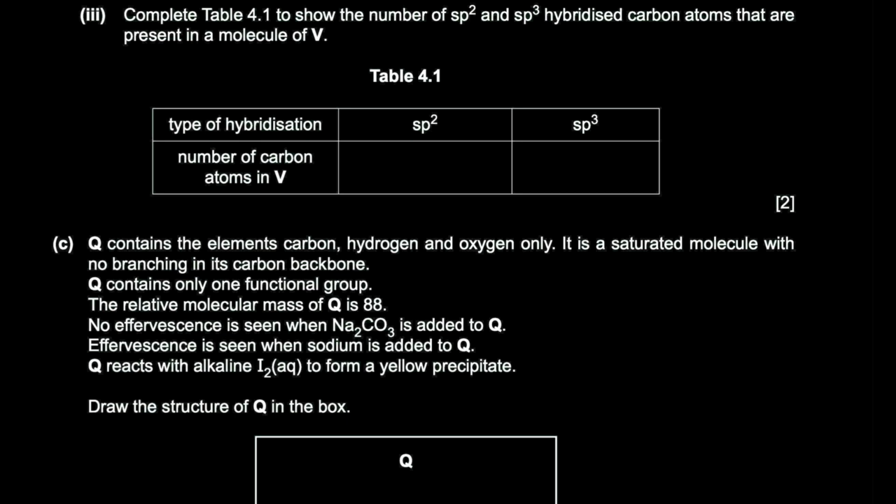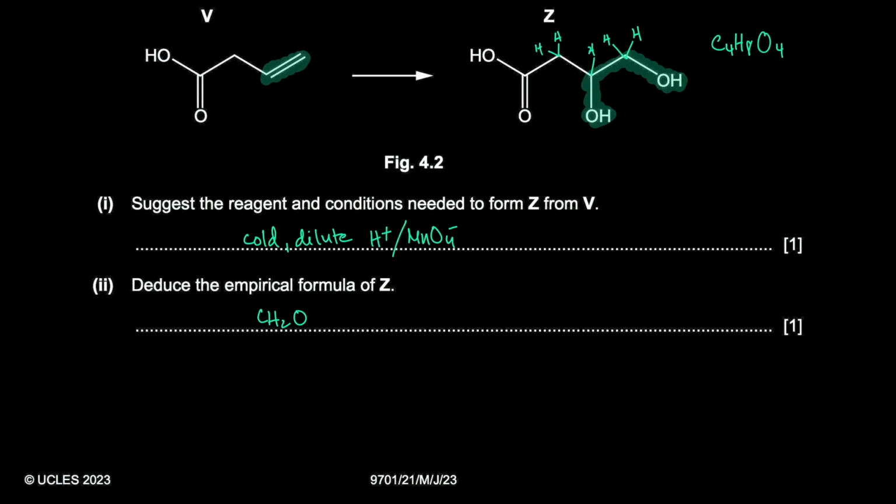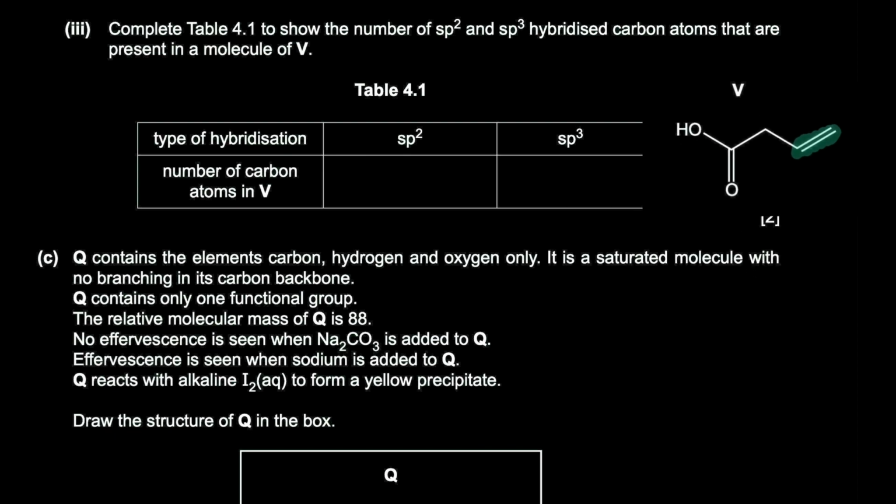Complete table 4.1 to show the number of sp2 and sp3 hybridized carbon atoms that are present in a molecule of V. Again, V over here is the but-3-enoic acid, this compound here. How many sp2 carbons do we have? Well, the carbons that have double bonds, and this carbon here. All three of these are sp2. Again, the hybridization is determined by the number of atoms bonded to that carbon plus the number of lone pairs.